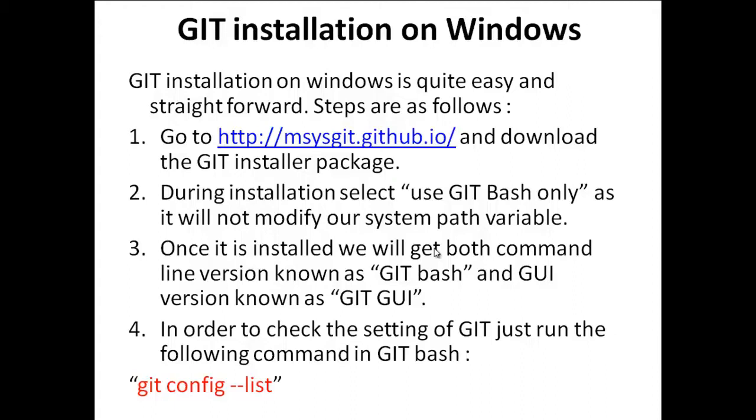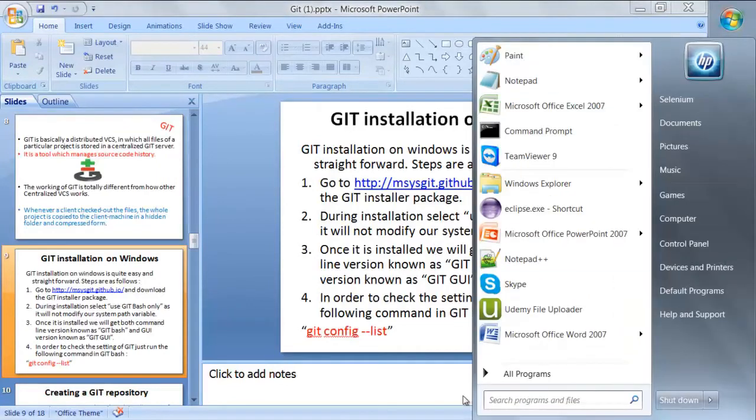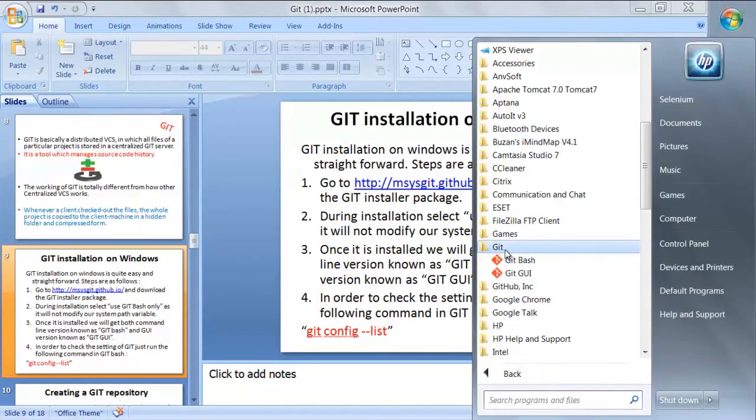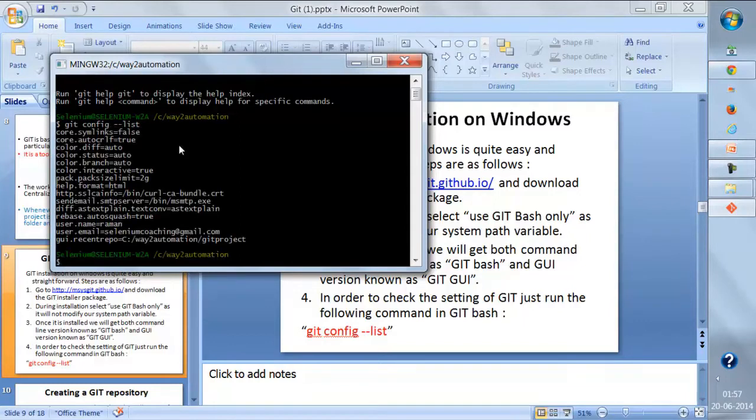Now in order to check the settings of Git, you need to run the following command: git config --list. So I'll run Git Bash from here. See, this is a command line interface, and here I'm going to write git config --list, and this will show me this message. If you see this message, it means that your Git is successfully installed on your machine.